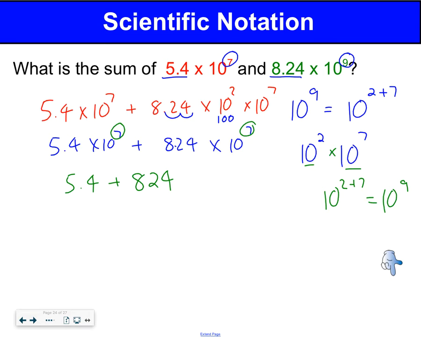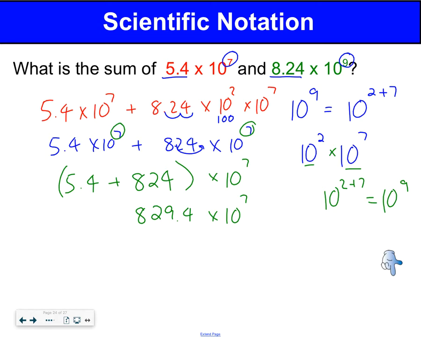824. Sorry, the decimal place previously was in the wrong place. It should be here. 824, and all of that times 10 to the 7th. Well, 824 plus 5.4 would give me 829.4 times 10 to the 7th.